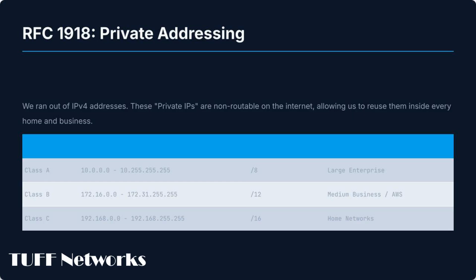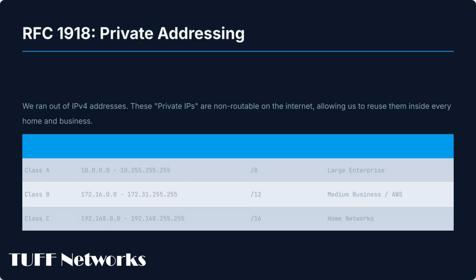Class A private, 10.0.0.0 to 10.255.255.255, used for massive enterprise networks. Class B private, 172.16.0.0 to 172.31.255.255, used often in AWS and cloud VPCs. Class C private, 192.168.0.0 to 192.168.255.255, used in almost every home router.